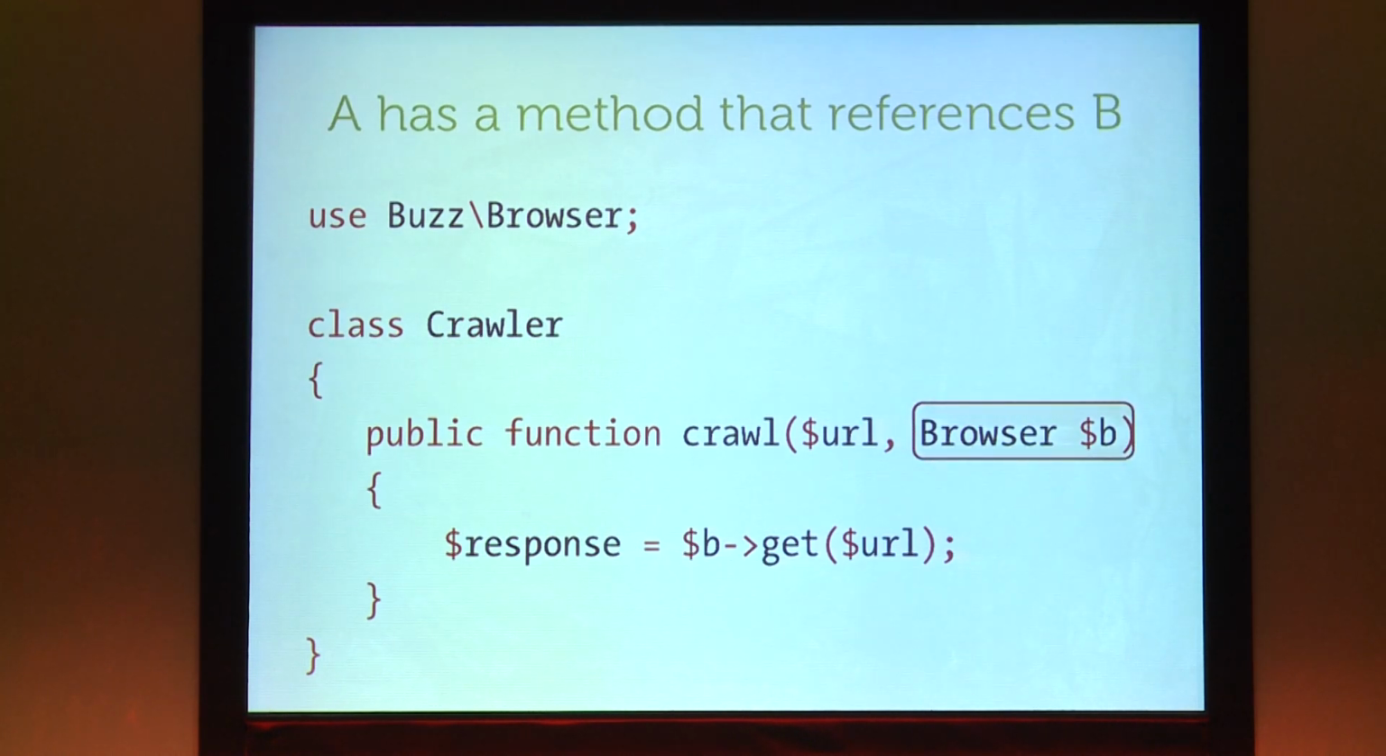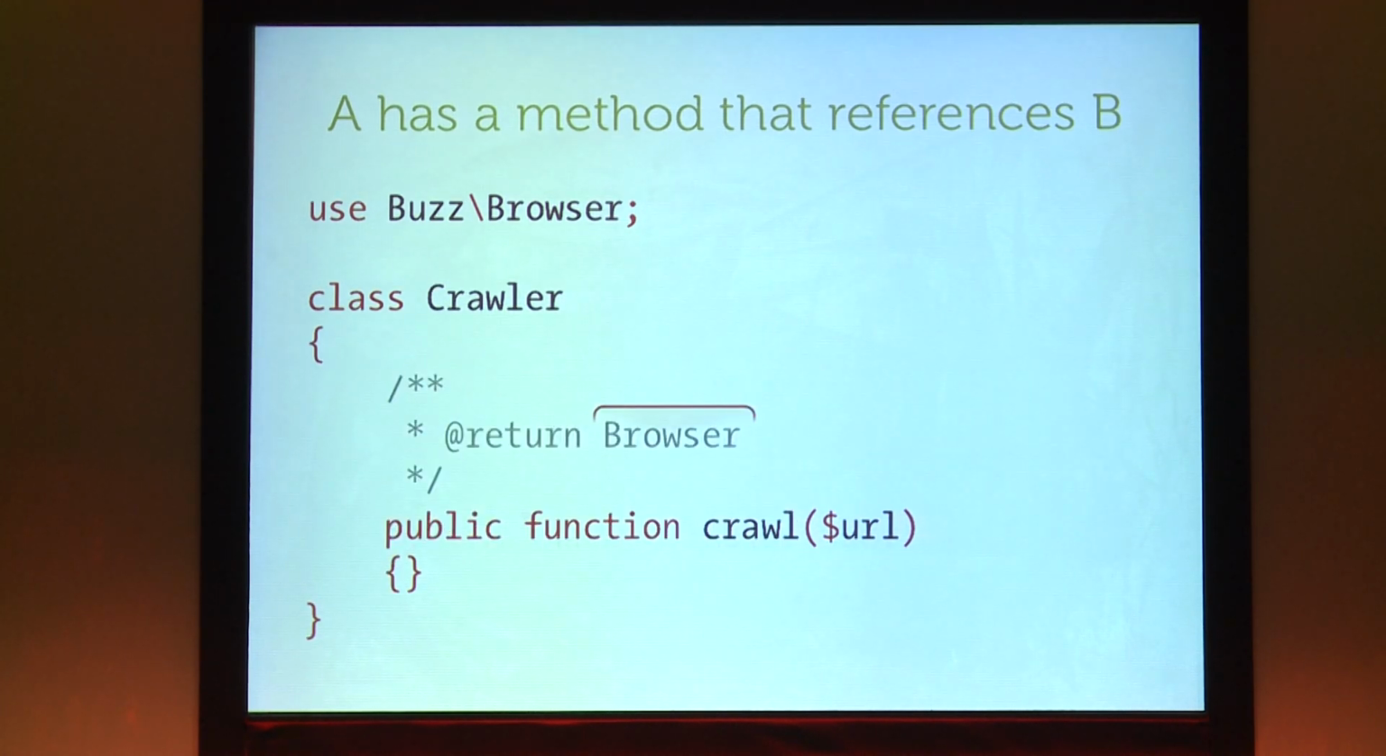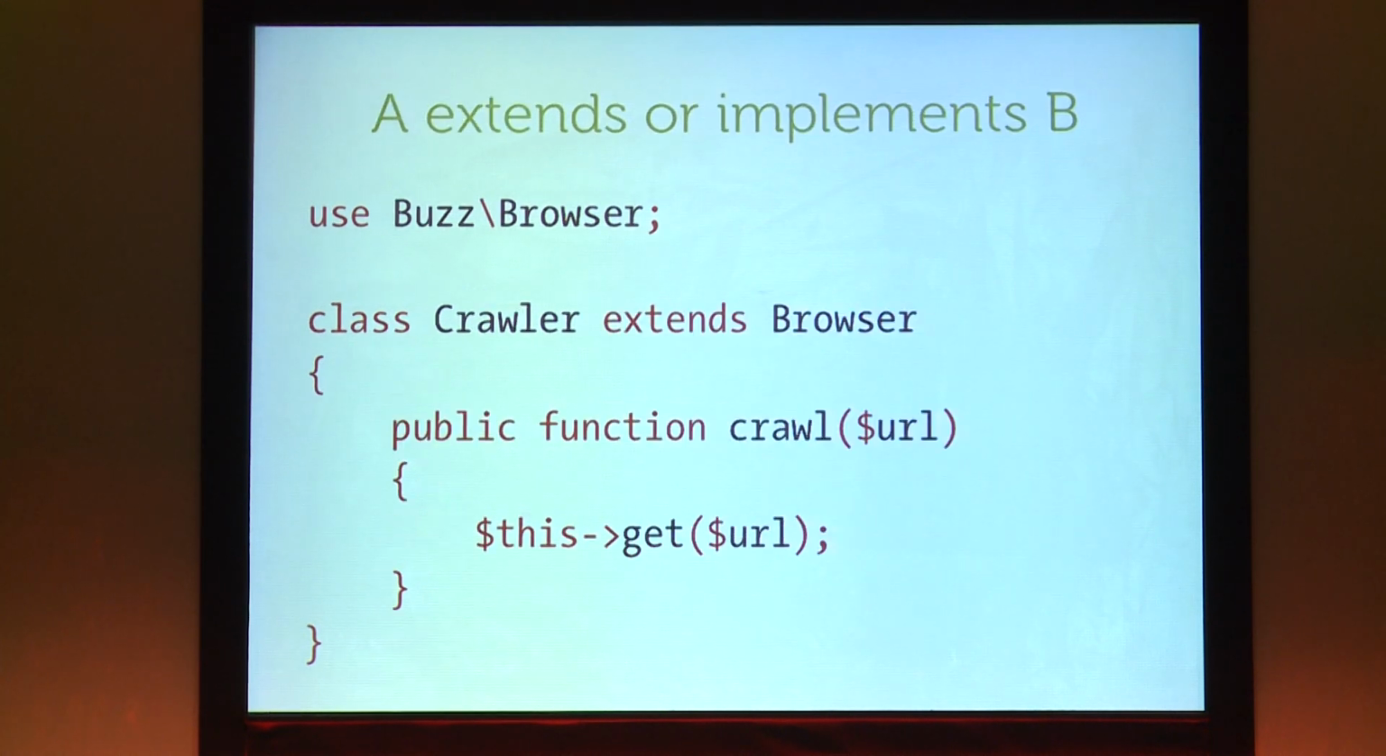Third case is when we reference a class in a method. It might be a method signature like this, a method argument. It might be a return value as well. That's also when the coupling increases. And then, obviously, when we extend another class, we introduce coupling to that class.